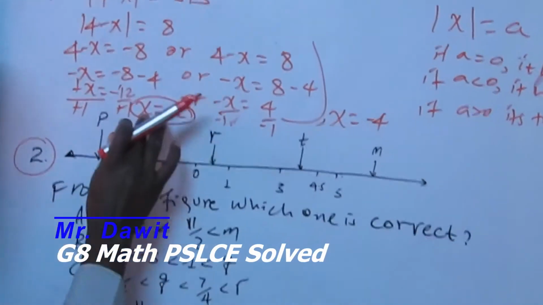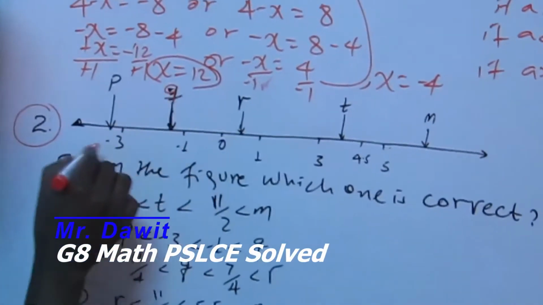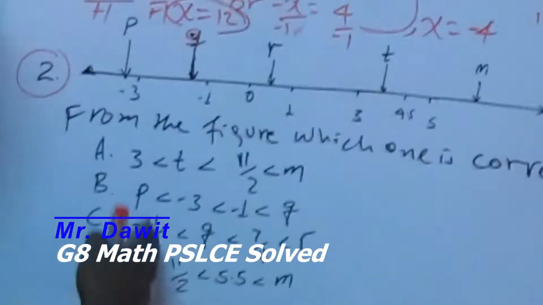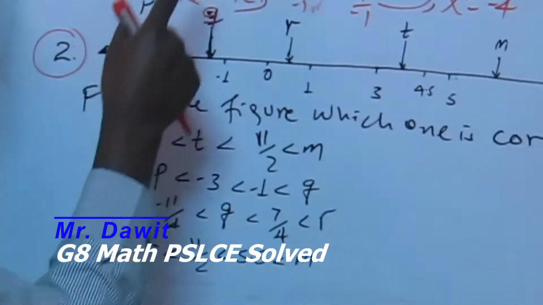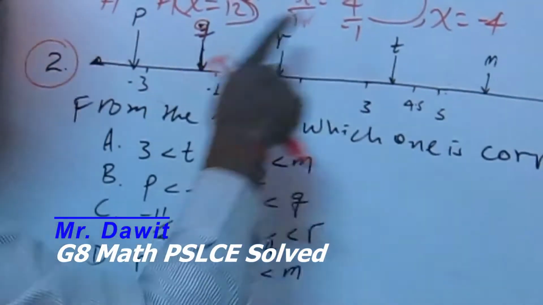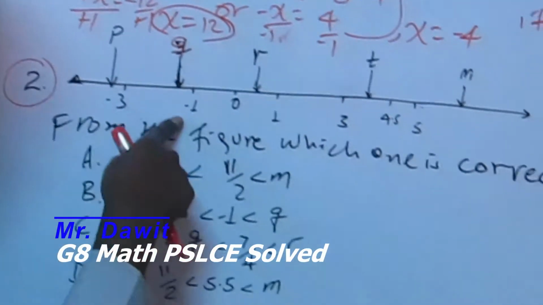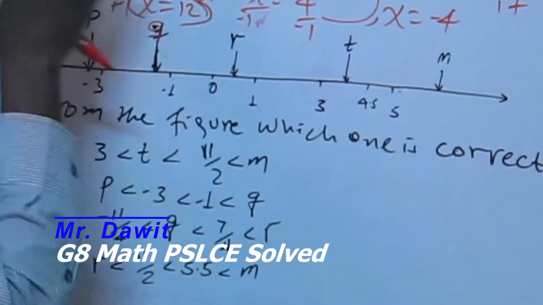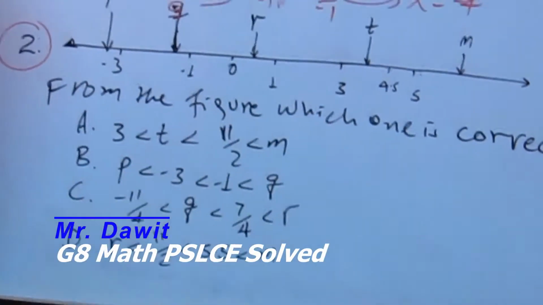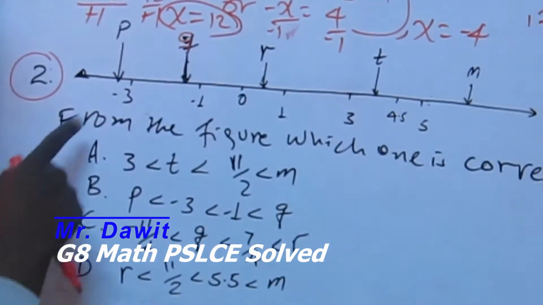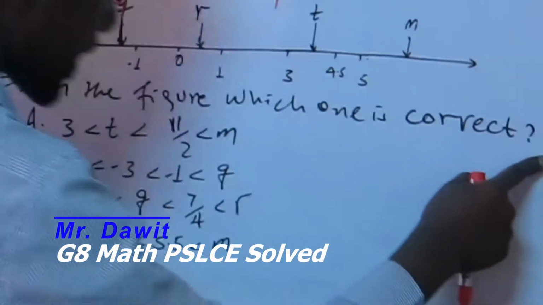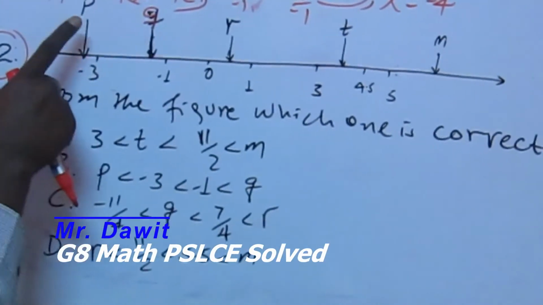ኦኬ ወደ ሁለተኛው ጥያቄ እንሂድ, let's move to question number 2. Question number 2: assume this is a line, a number line containing rational numbers p, q, r, t and m on the line, and -3, -1, 0, 1, 3, 4.5, 5 are given. There are infinite number of rational numbers between two consecutive integers. So from this line, from the figure, which one is correct?